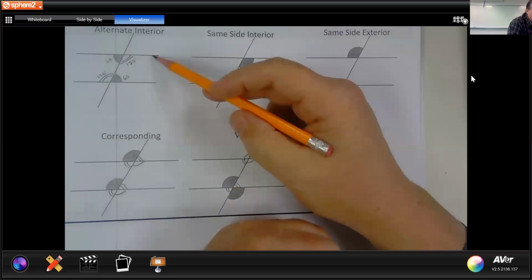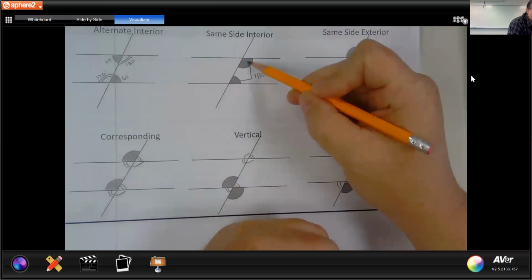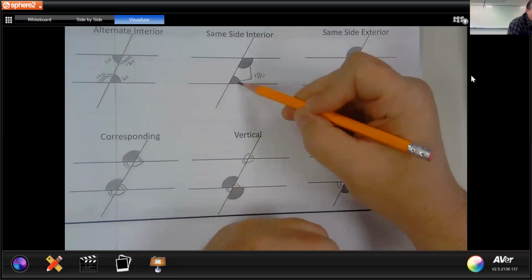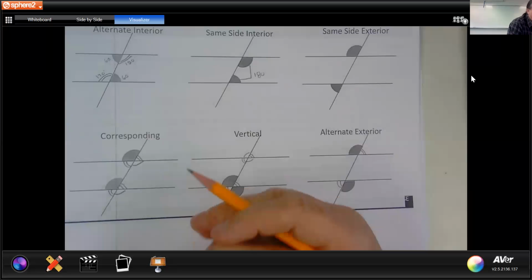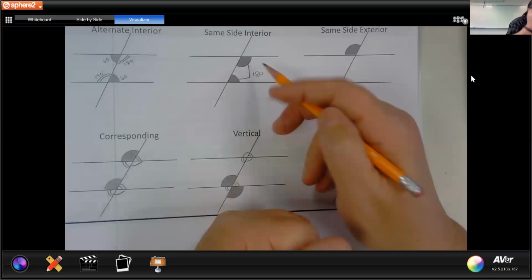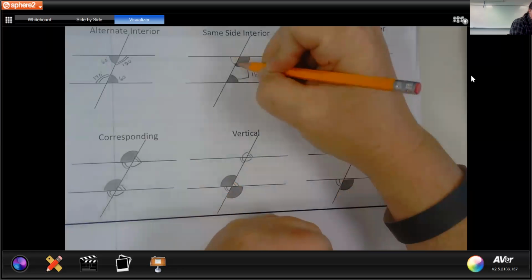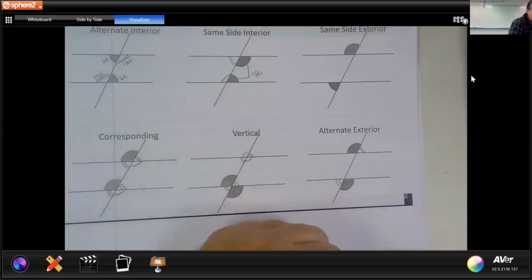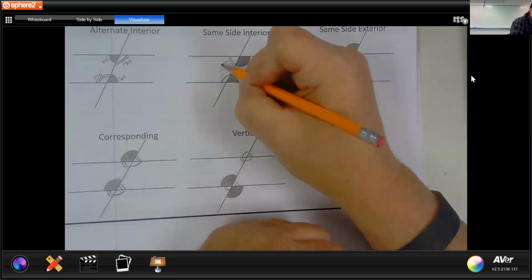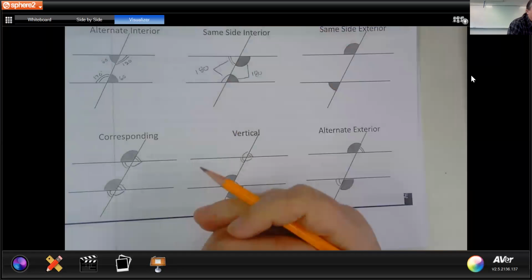Just like the alternate interior angles, they live inside the parallel lines and they exist on the same side of the transversal, hence the word same side, hence the word interior, meaning they live inside the parallel lines. We also have another set of angles as well. And these 2 angles will also add up to 180 degrees. These are also same side interior.